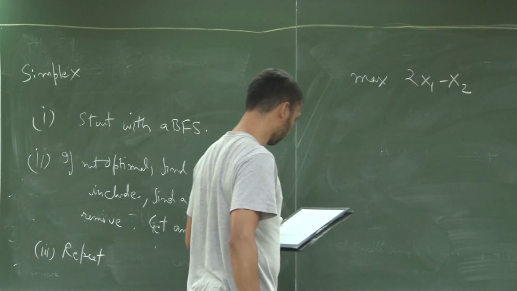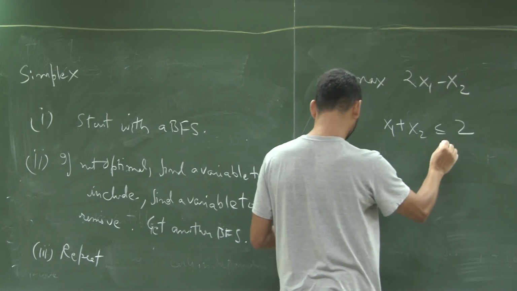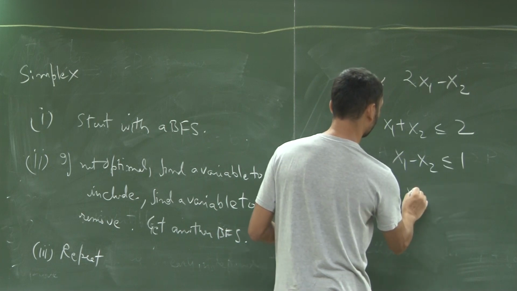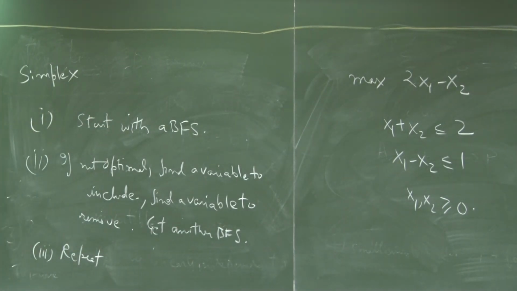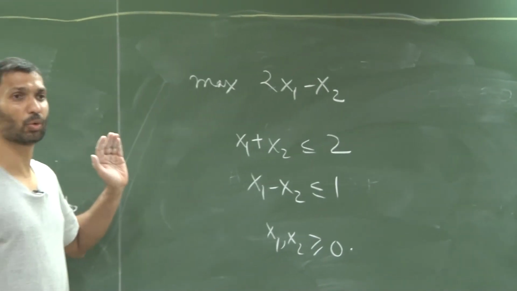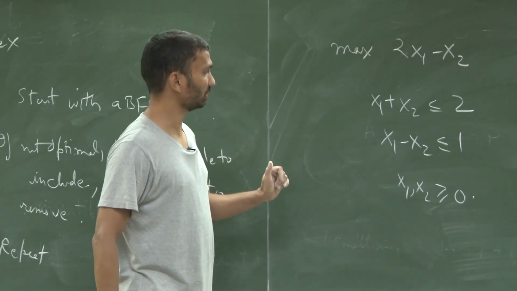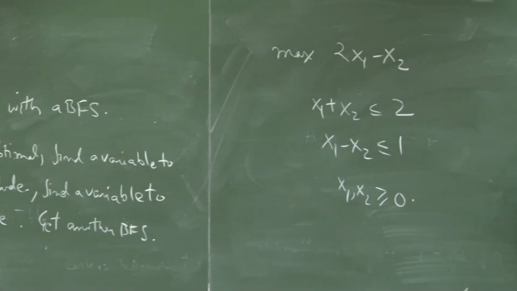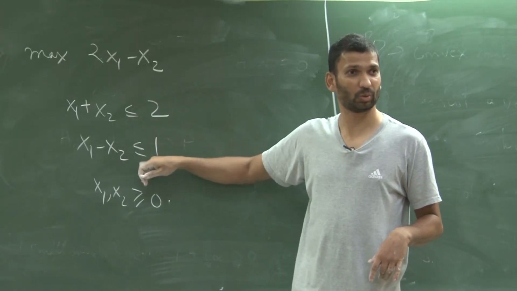Let's take this example, and please don't solve it using the graphical approach. Cool. This is the program I want to solve, right? The first thing is to make it into the standard form. And how do we do that? Slack variables, right? We want to make these equalities.